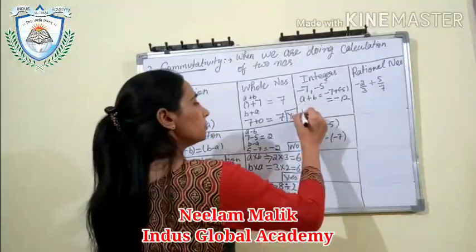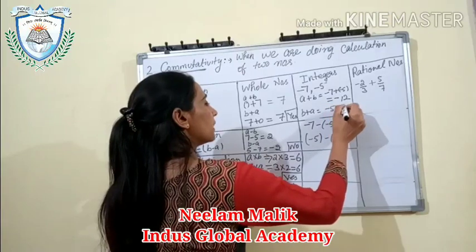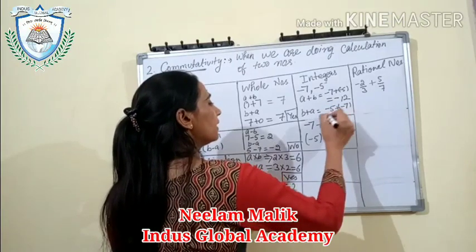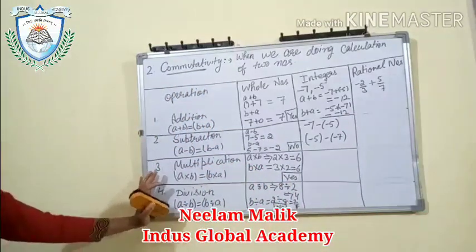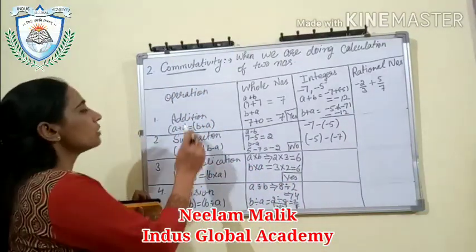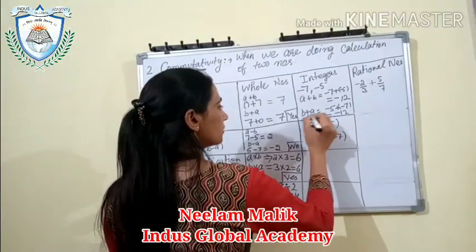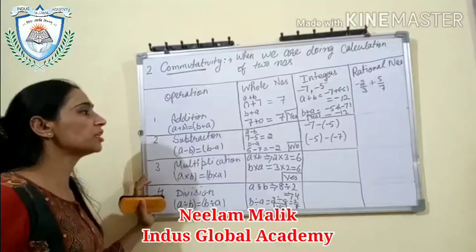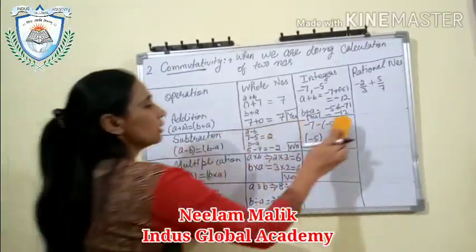Take the opposite of this, b plus a. That means minus 5 plus minus 7. What will that be? That will also be minus 12. That means integers are commutative under addition. So here it will be yes. In subtraction, for the whole numbers, that was no. Let's check for the integers.